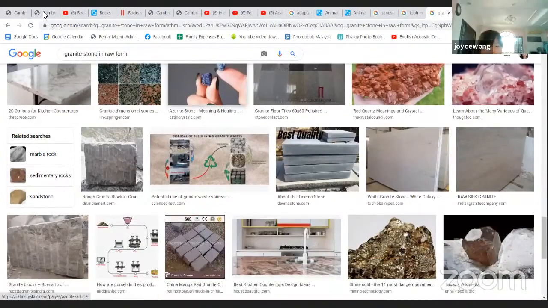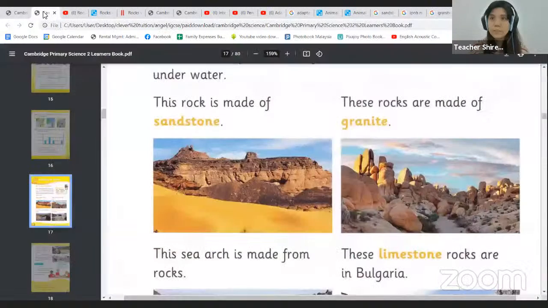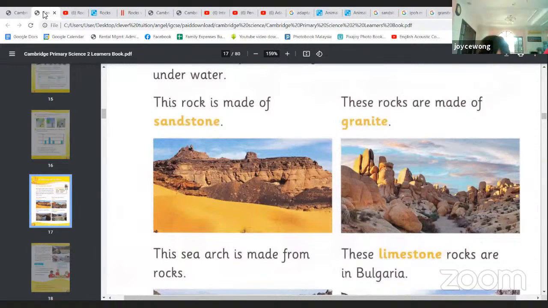Teacher, I see a big one at home. That's nice. I think yours might be granite, Joyce. I think what Jane is holding might be minerals, might be gem.